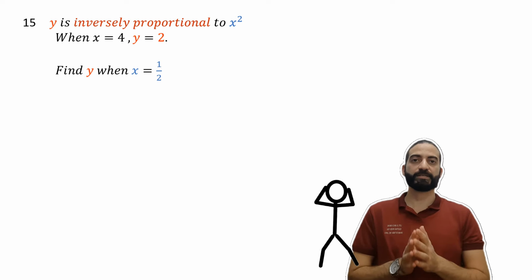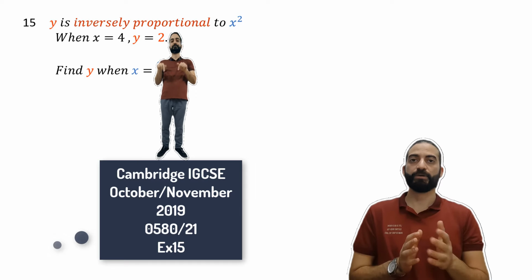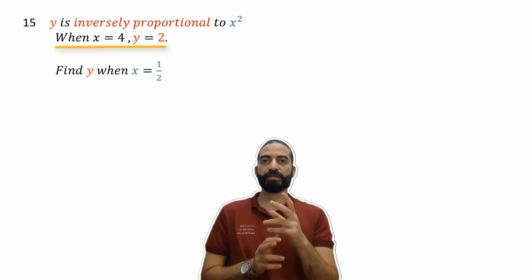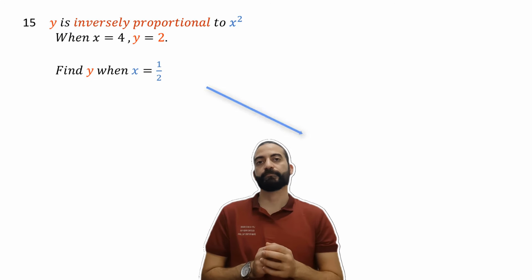Hello everyone. We'll start by solving question 15 of the Cambridge IGCSE 2019 exam. Y is inversely proportional to x squared. When x equals 4, y equals 2. Find y when x equals half.